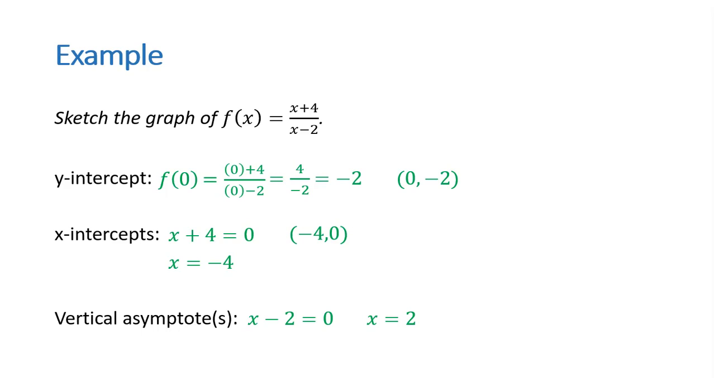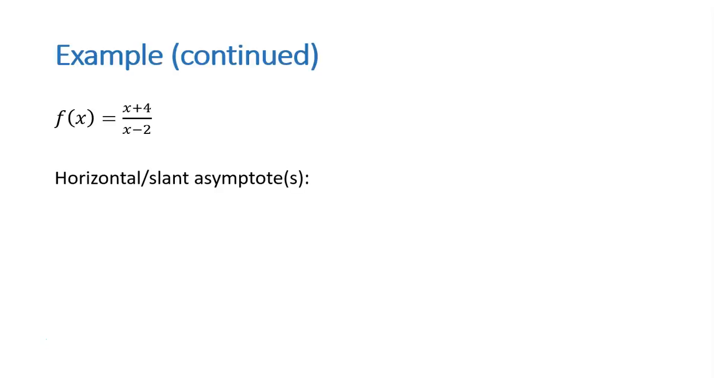Form matters a lot in this particular case. Now we need to determine if there are any horizontal or slanted asymptotes. So we compare the numerator's degree and the denominator's degree. In this case, they're both 1. They're equal. So we have a horizontal asymptote at y equals the ratio of the leading coefficients. Well, the leading coefficients are both 1, so 1 over 1 gives us 1. So we have a horizontal asymptote at the line y equals 1.